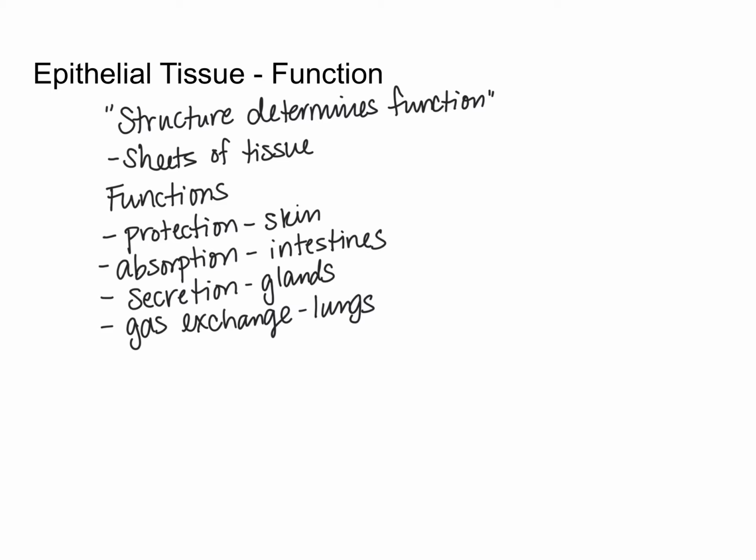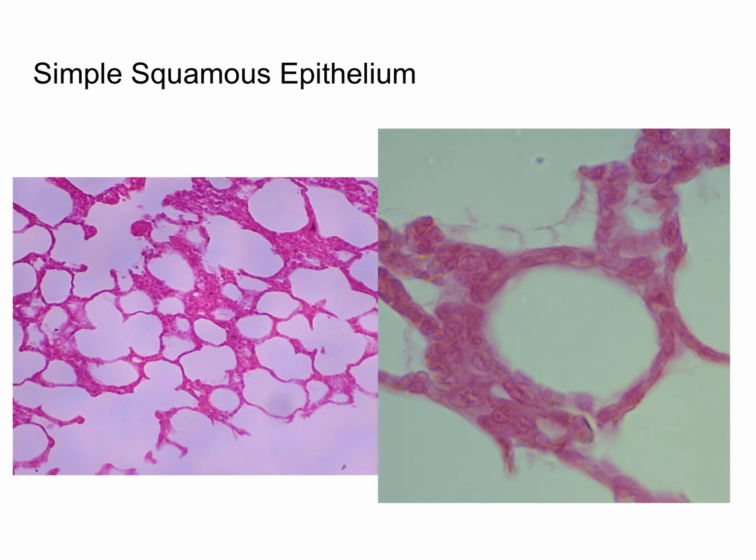Et cetera, et cetera. So those are the main overall functions of these different types of epithelial tissue. So let's take a look at some of these different types of epithelial tissue when looking at them through a microscope. This first picture we have here is simple squamous epithelium, and I believe the picture on the left is looking at it under the 40x objective, whereas the one on the right is looking at it at a 400x magnification.